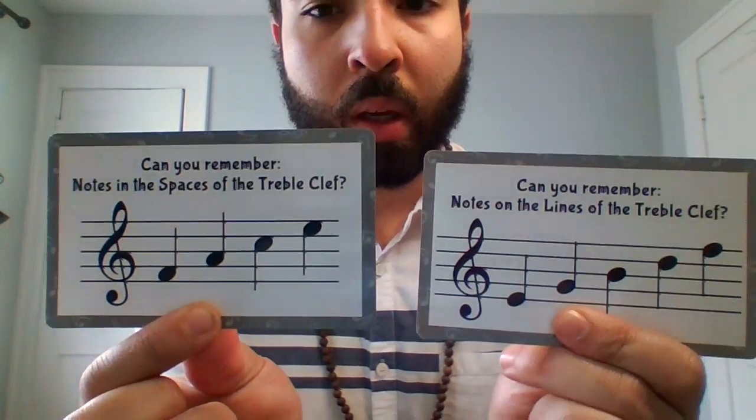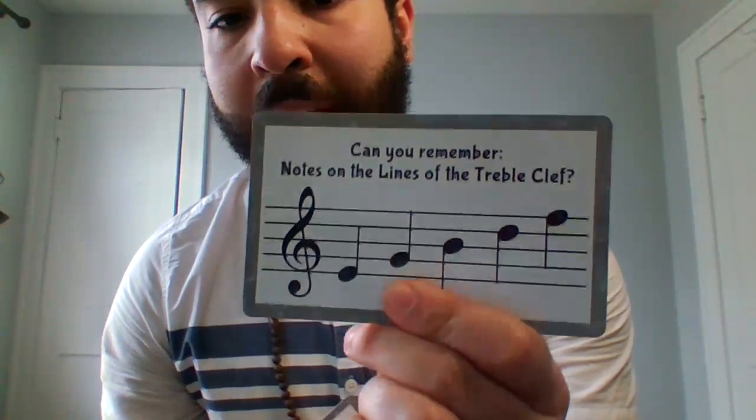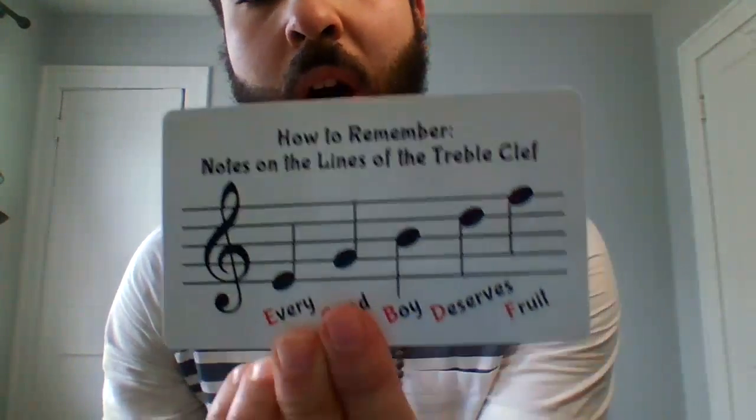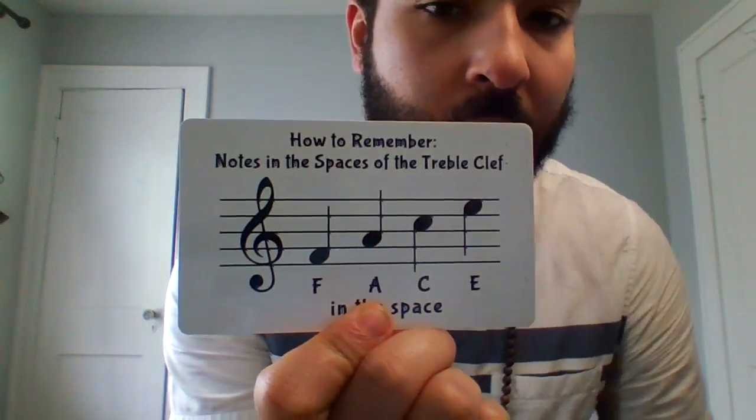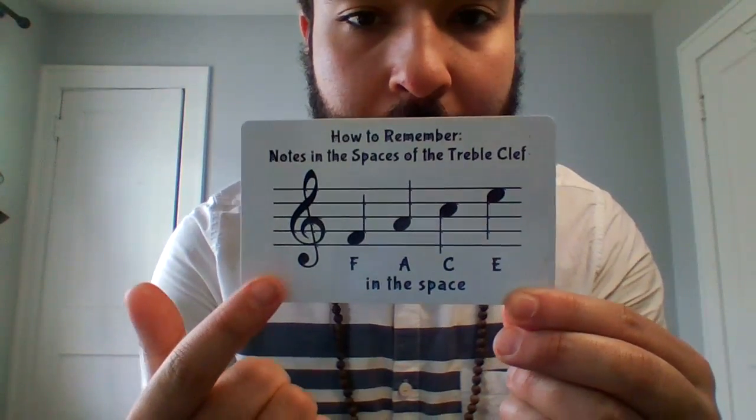All right, here we have our treble clef. Lines: every good boy deserves fruit on the treble clef. And spaces spell out face on the treble clef. So that is our biggest concern, and our worry is making sure we don't get those mixed up. Otherwise, you guys have done well so far on our exit tickets.